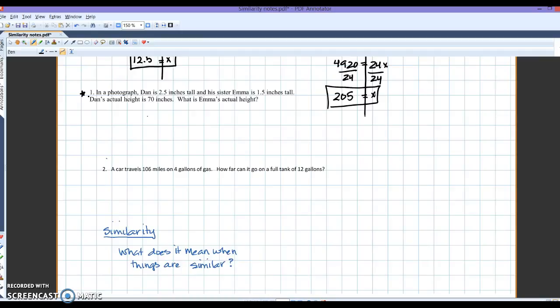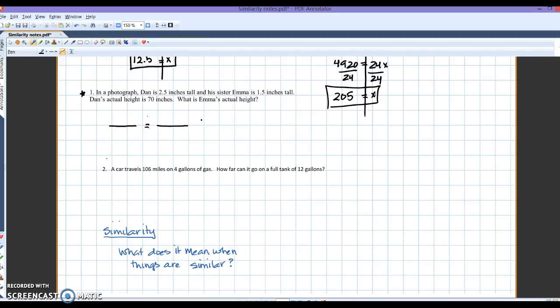What's Emma's actual height? So the way I see it, there are 2 different types of variables going on here. There are people and there's height. And those are the 2 things that are kind of moving from thing to thing. You've got Dan and Emma, those are your people. And then you've got Dan's height and Emma's height. In addition to that, you also have the photograph. So you have real life and you have the photograph. So there's a lot to consider here. And when you set up your proportion, you need to consider all of that.